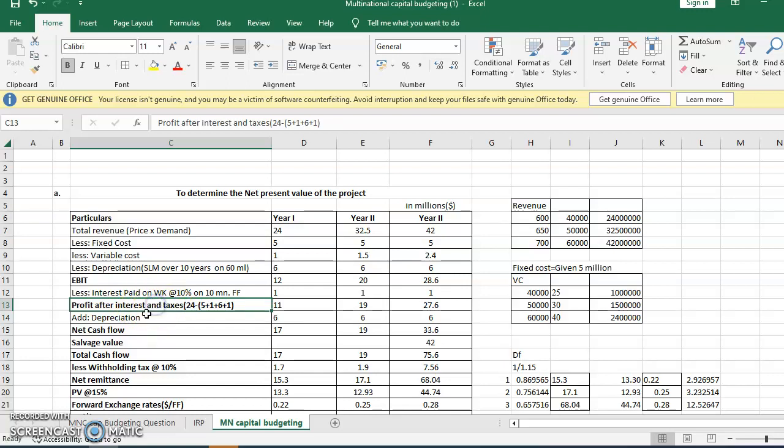But before interest, after interest, but before tax. And before tax, let me write this as, okay. So therefore we have 11, 12 minus 1 is 11, 20 minus 1 is 19, 28 minus 1 is 27.